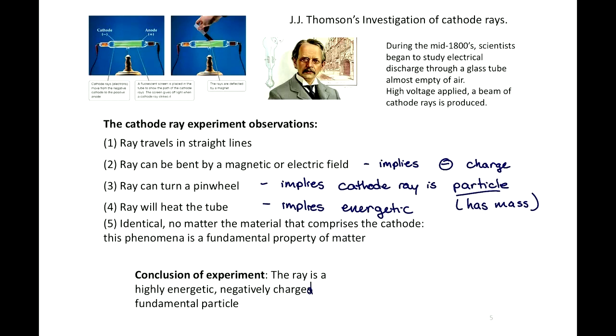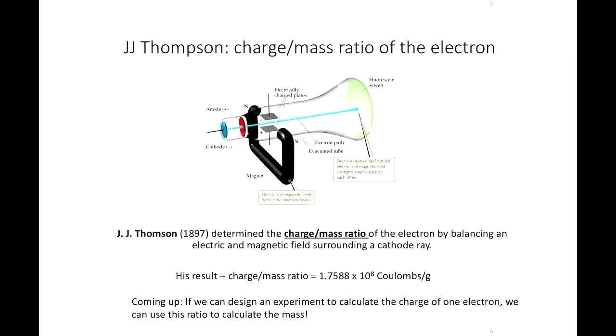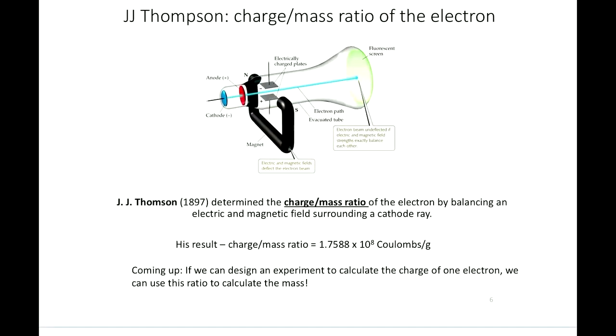So what are we looking at? What were we looking at all this time, or what were they looking at? This is the electron, right? All of this describes an electron. It travels in a straight line, has negative charge, has mass, is really energetic, and it's part of all matter. So we are talking about the electron, all right? So now that we know what an electron is, oh wait, no, that's the next slide.